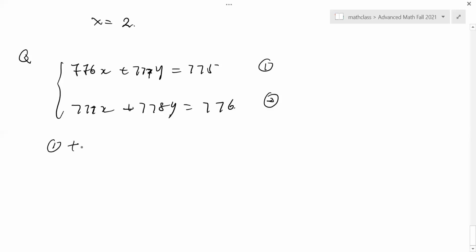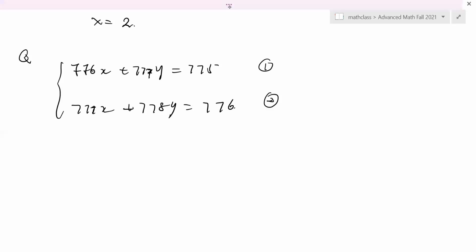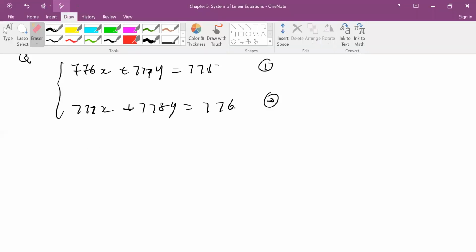So I just go ahead to add those two equations together. Or do addition or subtraction. If I add, I look at the difference in the coefficients: 776, now 777, 777 and 778. If I add the two equations, I don't think it's a good idea. Yeah, I do the subtraction.